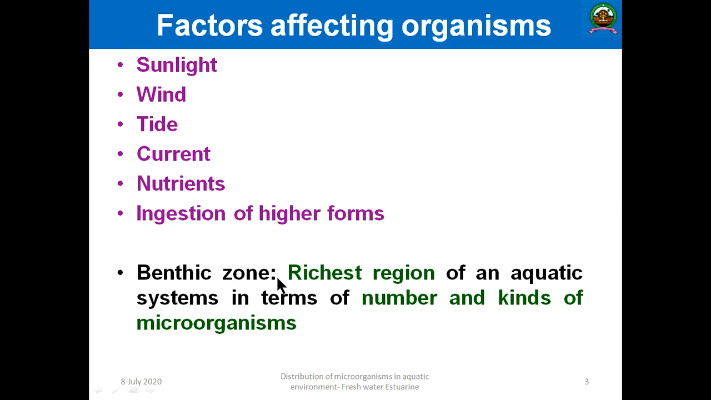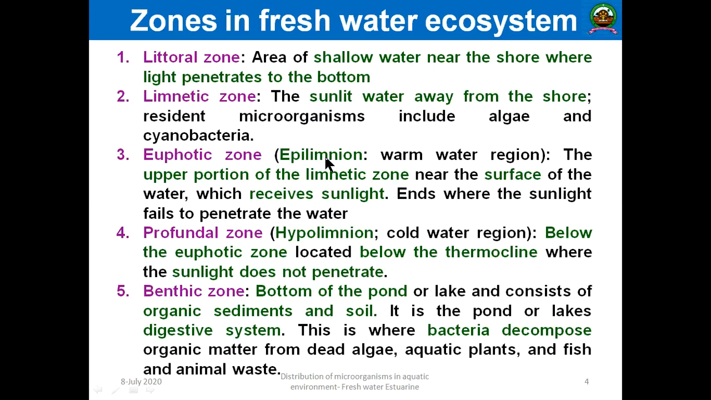And among these, the benthic zone is commonly known as the richest region of the aquatic system in terms of the number and kind of microorganisms. In the aquatic ecosystem, the benthic region is where you will be able to find the maximum variety and kind of microorganisms. And this we have already discussed. There are 5 different zones present in the freshwater ecosystem. They are the littoral zone, limnetic zone, euphotic zone, profundal zone and benthic zone.